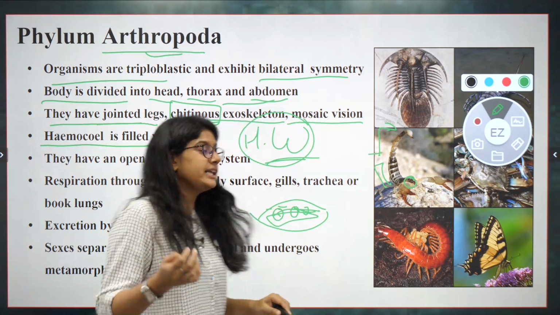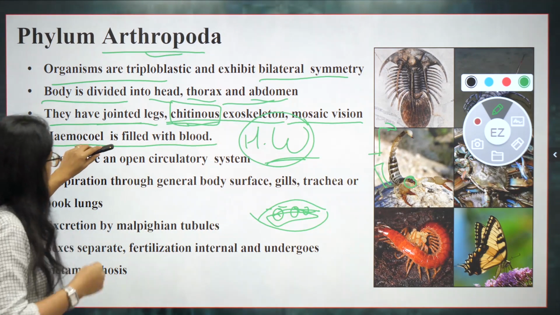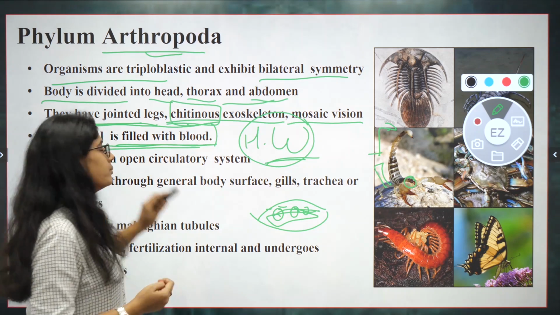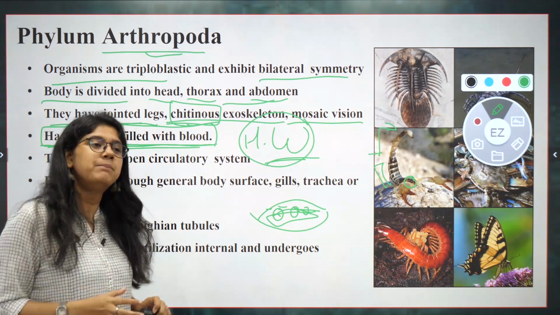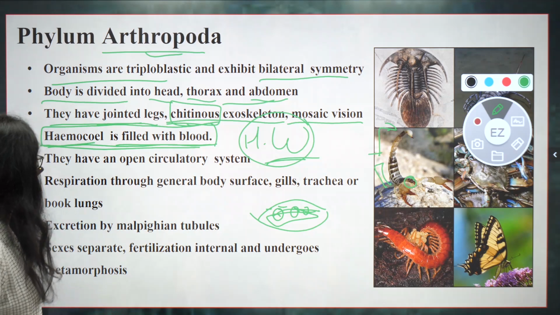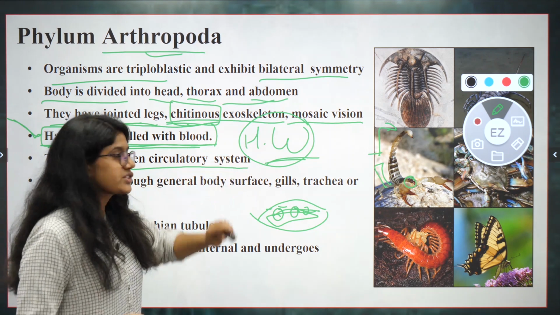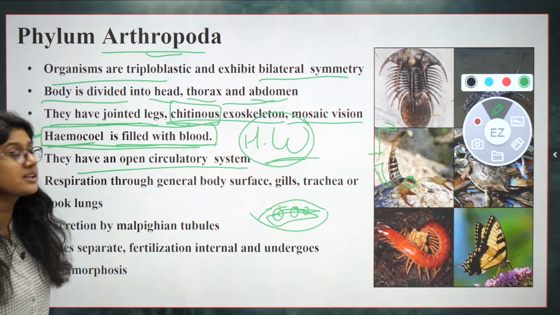So basically all the body cavity, the haemocoel, is filled with blood. Okay, so this is an important point for all of us to remember. They have an open circulatory system. Okay, they have an open circulatory system.